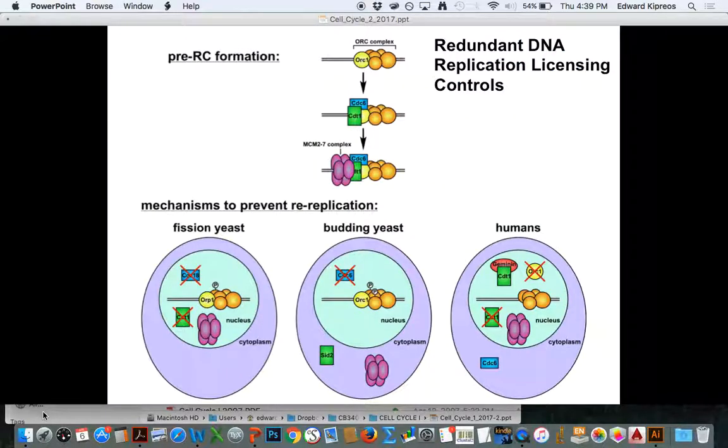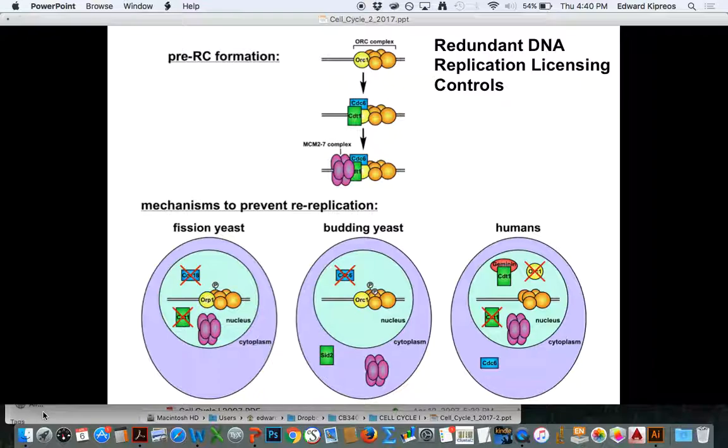Okay, so here's some review I wrote. This just shows that in the different organisms, these things are all working to prevent this reloading of the helicase, but they do it in slightly different ways. So this is a little bit different diagram.